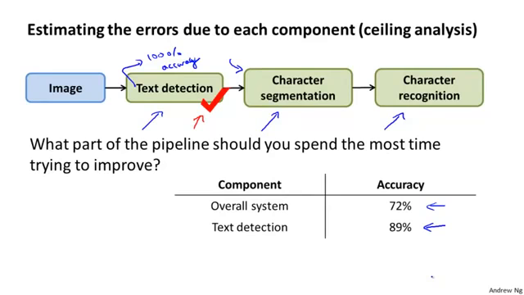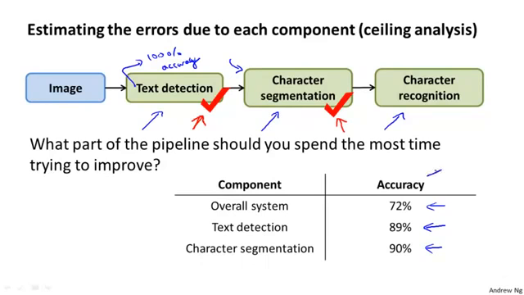Next, let's go to the next stage of the pipeline, character segmentation. So again, I'm going to go to my test set, and now I'm going to give it the correct text detection output and give it the correct character segmentation output. So just go to the test set and manually label the correct segmentations of the text into individual characters and see how much that helps. And let's say it goes up to 90% accuracy for the overall system.